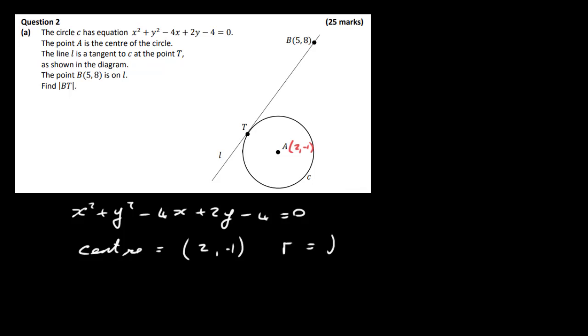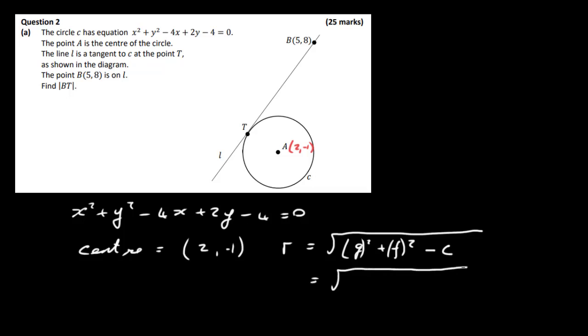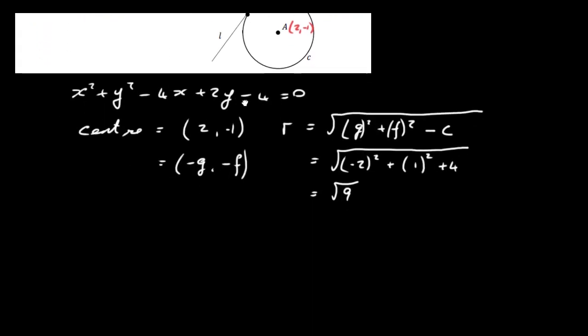Now our radius is going to be the square root of g squared plus f squared minus c. So we just put those numbers in here. Remember our center is (-g, -f). Our x coordinate is 2, so we put in minus 2 here and square it. Our f is minus 1, so we put 1 in here. And then we've got minus c, where c is minus 4, so that's plus 4, changing the sign. So we get the square root of 4 plus 1 is 5, and 4 is 9. So we get the square root of 9, which is 3. So our radius is 3.